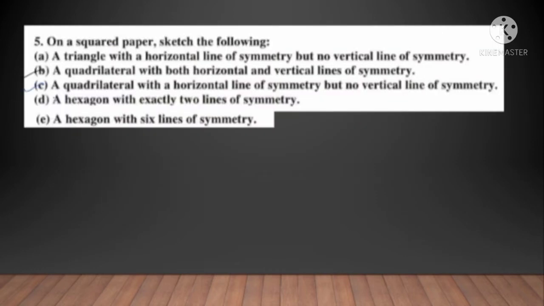Next, subdivision C, a quadrilateral with a horizontal line of symmetry but no vertical line of symmetry. So we should have a quadrilateral with only horizontal line of symmetry.